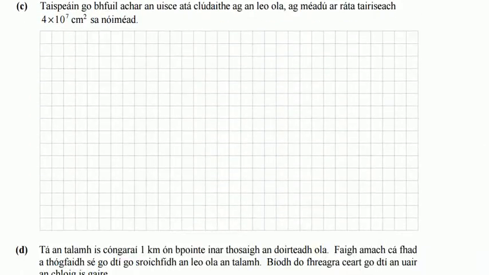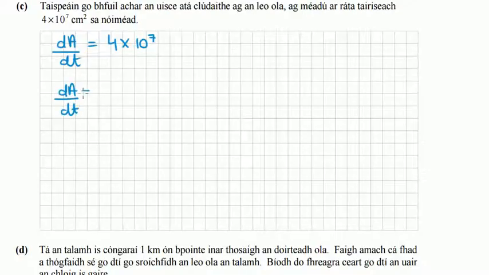C. Show that the area of water covered by the oil slick is increasing at a constant rate of 4 by 10 to the power of 7 centimeters squared per minute. So really what they're asking us to show is that the rate of change of the area over time is equal to 4 multiplied by 10 to the power of 7. So we're going to approach this question the same way as we did the previous part. dA/dt is equal to dA/dr by dr/dt.